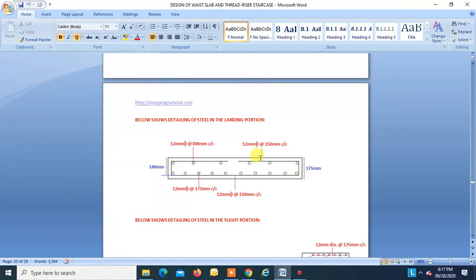Okay, right? So that is 12 mm at about 150 mm, right? And these round dots are the steel coming from the flight. We have provided 12 at 175 center to center, right? And at top we can reduce the main steel of this flight. And then you can provide 12 at 300 center to center, right?